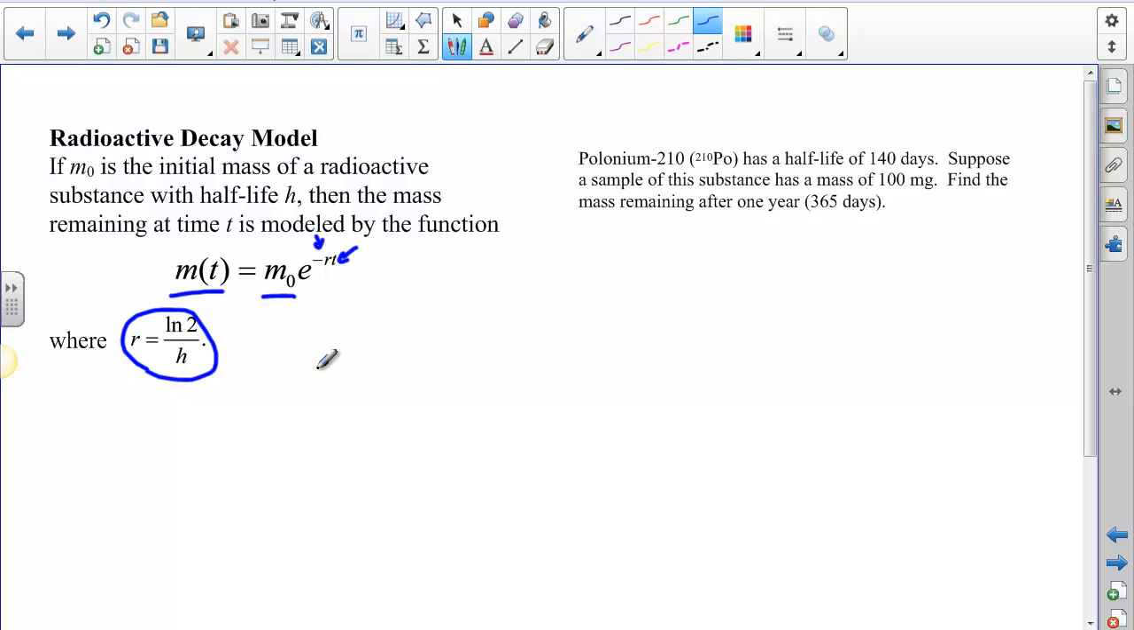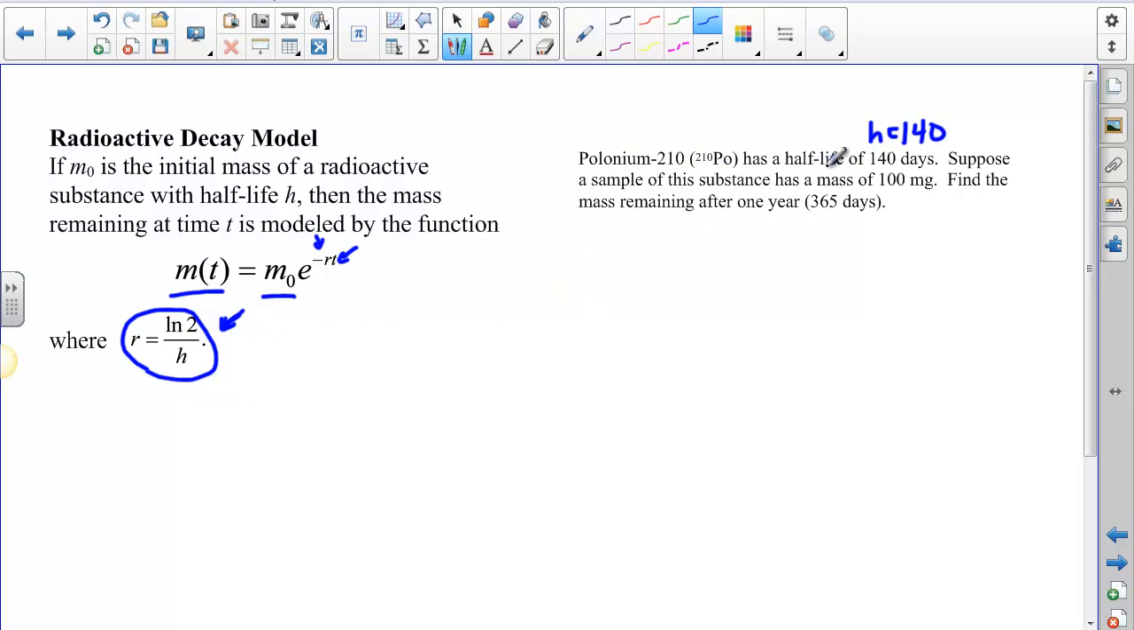Polonium-210 has a half-life of 140 days. And what that means is it takes 140 days for half of that to disappear. Well, when we do that, this r value, or rate of decay, is found by doing the natural log of 2 divided by h. And so when we have a half-life, like we do up here, h equals 140 days, we're going to use that in our r value.